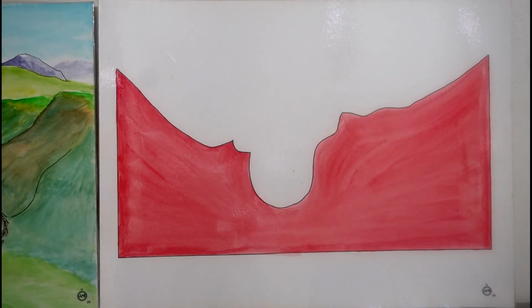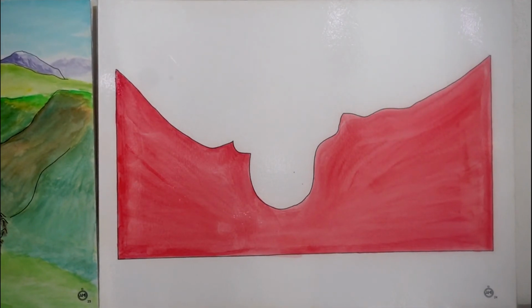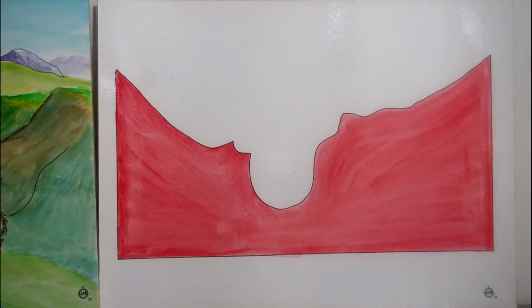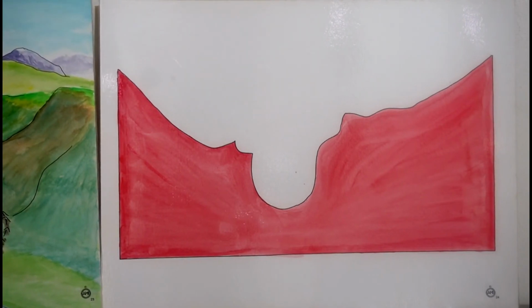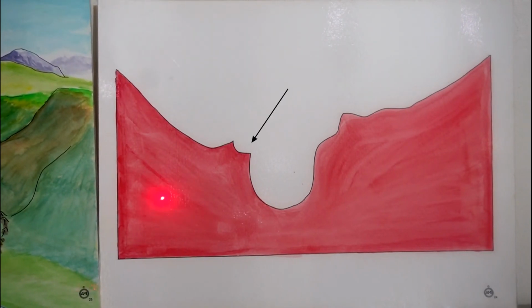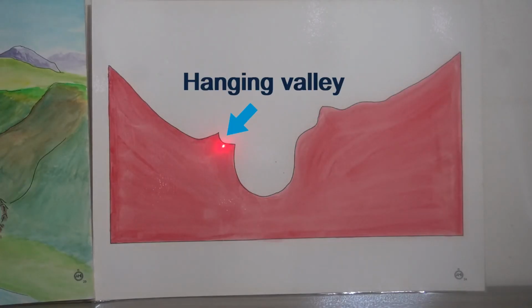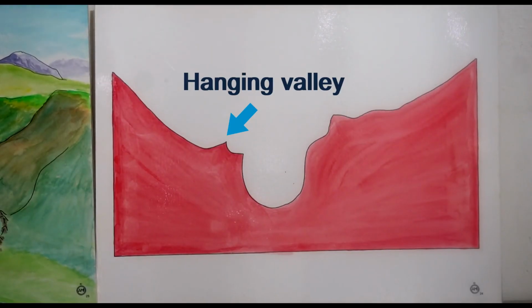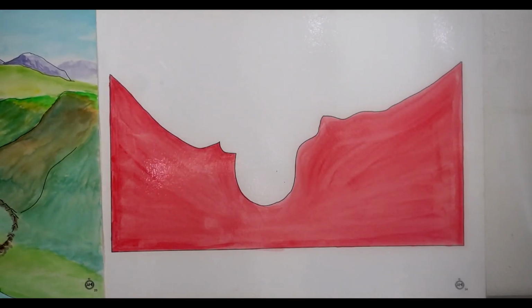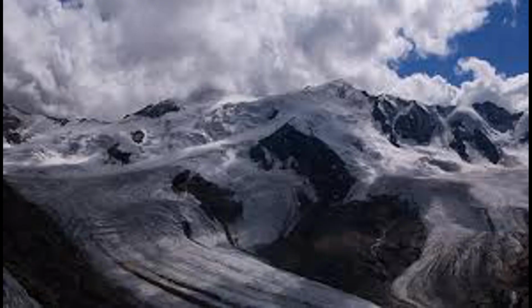All these are evidences of past glacier. When the glaciers melted, these valleys were left. The one along the slope that made the larger glacier looks like it is just hanging there. Like this, we call this a hanging valley. So these are all evidences of past glacier.